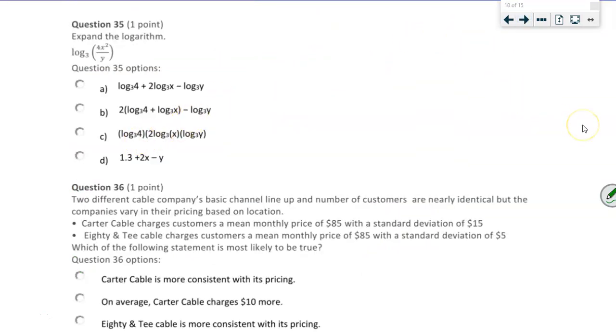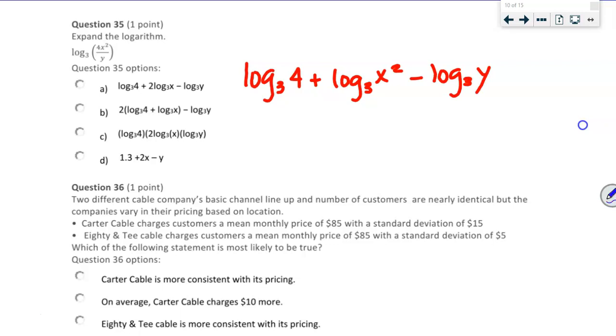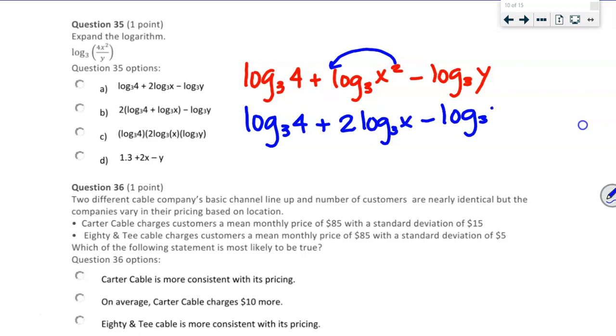All right, number 35 says expand the logarithm. Now this may be something you need to be refreshed on. So log base 3. I'm going to take the number 4. Remember, when it's being multiplied, I'm going to add it. And then I'm going to say the log base 3 of what? X squared. And remember, if something's being divided, we're going to subtract it. So this is going to be log base 3 of y. Now there's one last step that we need to do to completely expand this, which is move this to the front. So this is going to be log base 3 of 4 plus 2 log base 3 of x minus log base 3 of y. So I'm pretty sure that's our first answer up here.